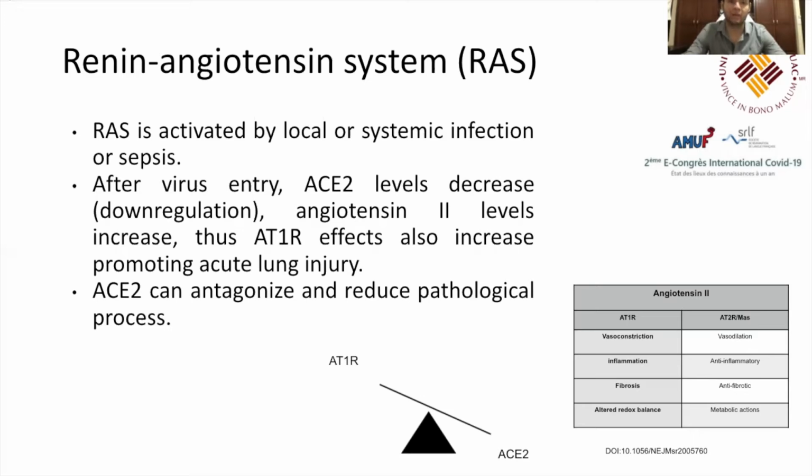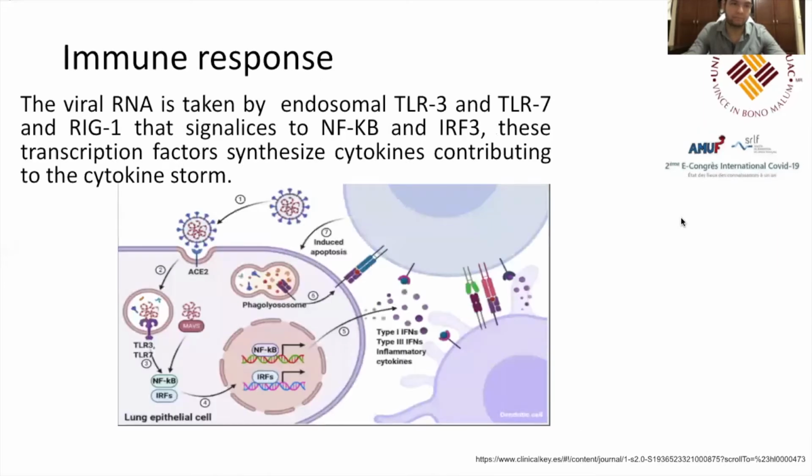ACE2 can antagonize and prevent the pathological process, but in this case, the enzyme is blocked by the S protein of the virus. So the effects of angiotensin 1 to 7 do not antagonize these pro-inflammatory effects of angiotensin 2 and its receptor. Talking about the immune response, the viral RNA is taken by endosomal TLRs, the TLR3 and TLR7, and RIG1 that signal to NF-kappa B and IRF3. These transcription factors synthesize cytokines, contributing to the cytokine storm.